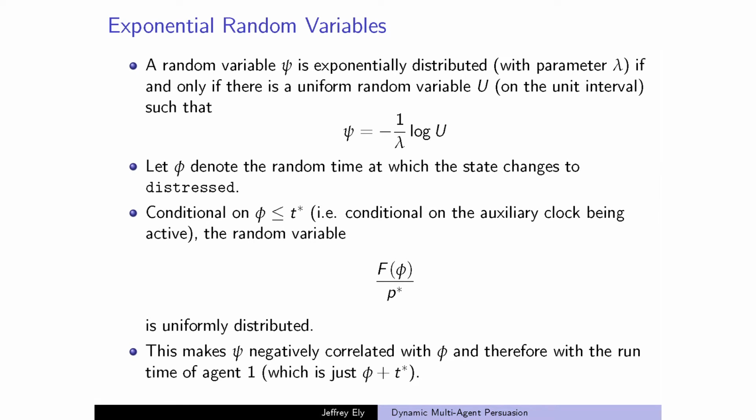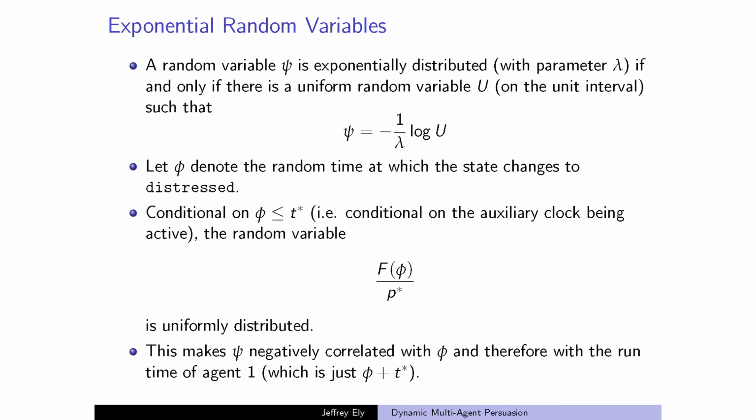So what I want to do is construct a uniform random variable from the other variables in the problem, and define psi in terms of that. The goal is to make it negatively correlated with the other agent's runtime. So the variable I'm going to look at is the random time at which the state changes. Let phi be the random time at which the state changes.